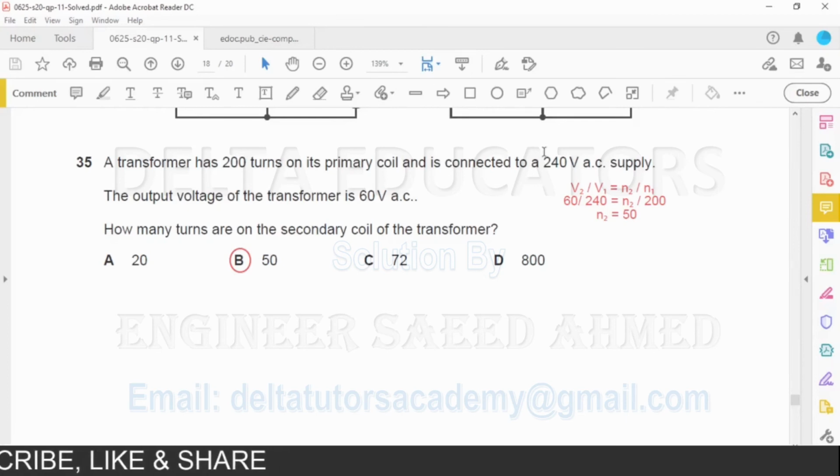So here the primary voltage, V1, is equal to 240. The output voltage of the transformer is 60 volt AC. Output voltage means V2. V2 is 60. So here V2 is 60, V1 is 240 and N1 is 200. How many turns are on the secondary coil? We have to find the number of turns in the secondary coil, given as N2. By solving this equation, we get N2 is equal to 50. 50 is given in option B. So here the correct option is option B.